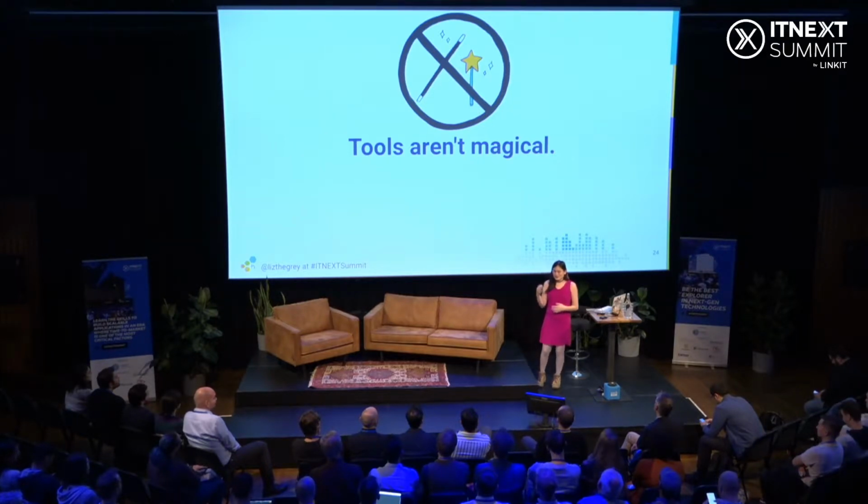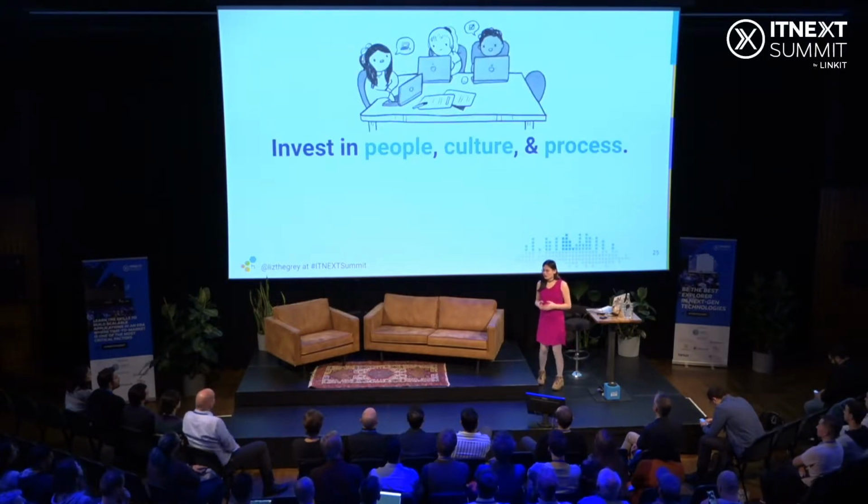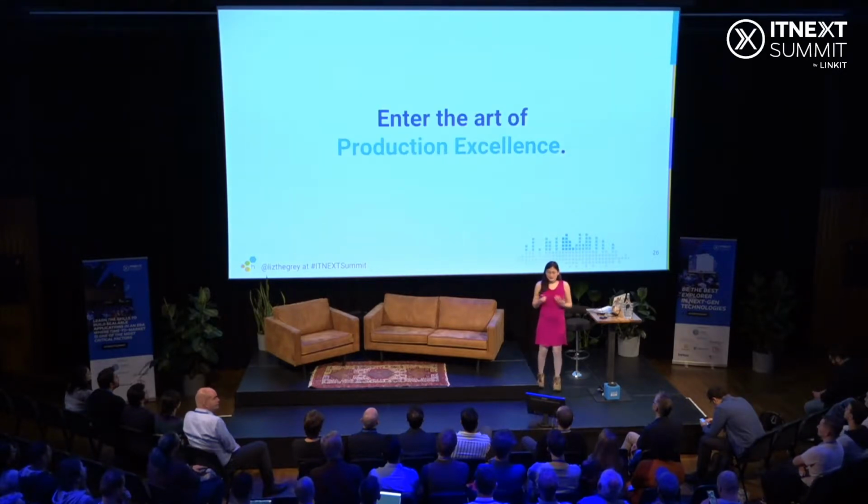But it cannot reverse a pattern, right? If you have people who are shouting at each other, or blaming each other, no tool is going to solve that cultural problem. We need to make sure that we are adopting the right tools that align with what we are culturally doing and focus on making that cultural change. We need to make sure that we're investing in our people, our culture, and our process, rather than just investing in our tools. So this is what I call production excellence as opposed to production ownership.